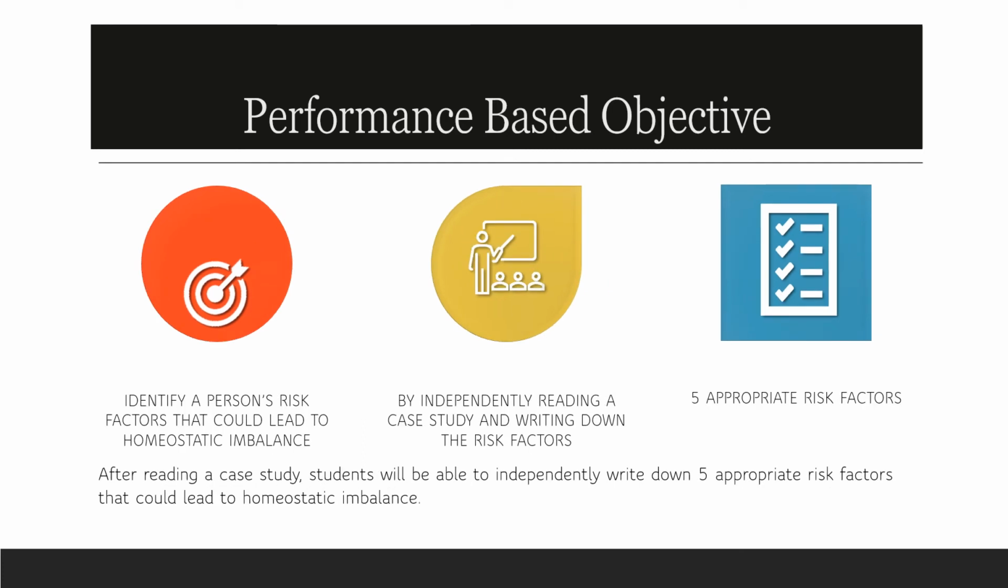Here's one more. Target behavior is identify a person's risk factors that could lead to homeostatic imbalance. Again, that comes from the standards. How do they do it? By independently reading a case study and writing down the risk factors. And the criteria for success is that they have 5 appropriate risk factors. Here's how the objective will read. After reading a case study, students will be able to independently write down 5 appropriate risk factors that could lead to homeostatic imbalance.